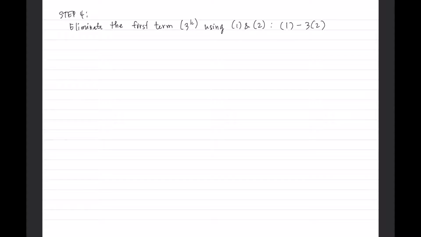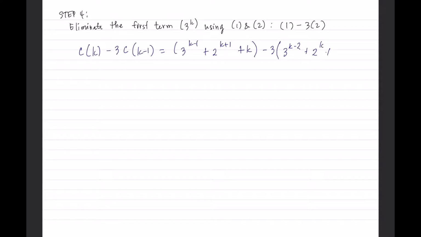So here is the solution for that. We have C of k minus 3 C of k minus 1 is equal to the quantity 3 raised to k minus 1 plus 2 raised to k plus 1 plus k minus 3 times the quantity, the terms in the second equation, that would be 3 raised to k minus 2 plus 2 raised to k plus k minus 1.